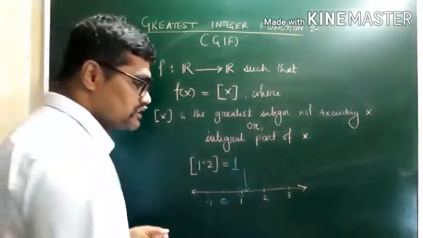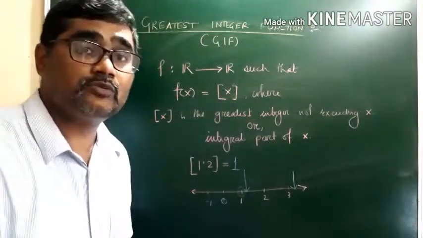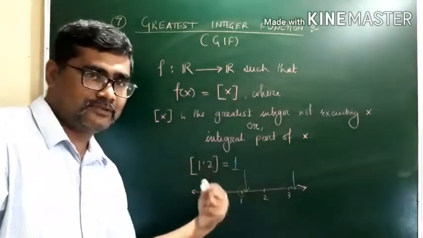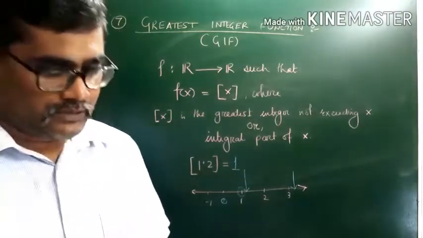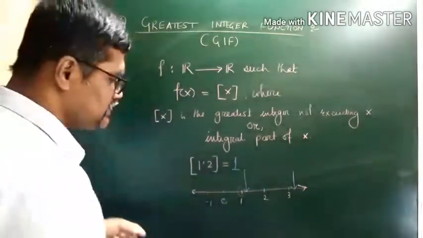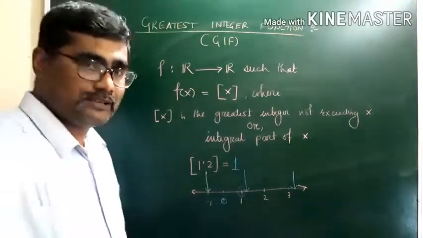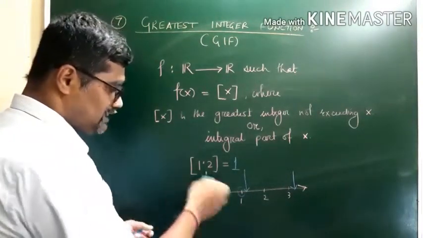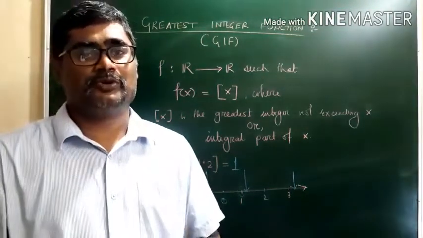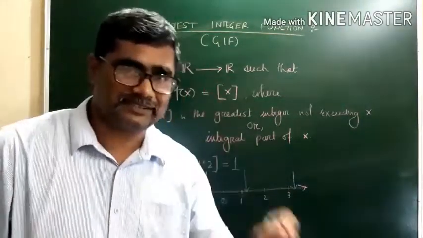Similarly, if tomorrow somebody tells you that I need the greatest integer function value for 3.1, what will it be? 3. Just the left. Very fine. Suppose I ask you what is the greatest integer value of minus 1. Will it be minus 2, because minus 2 is immediately to the left of minus 1? No, it will be minus 1 itself. If it is an integer, the output is the integer itself.